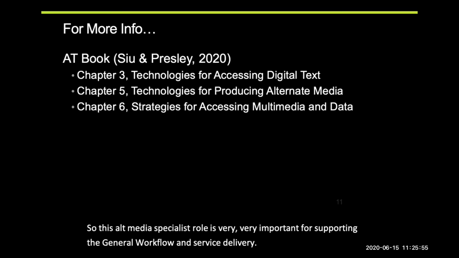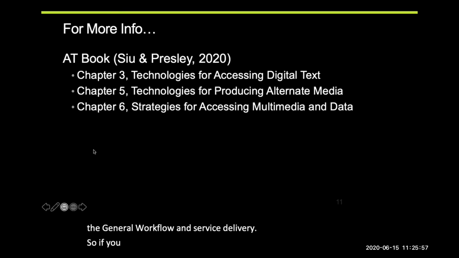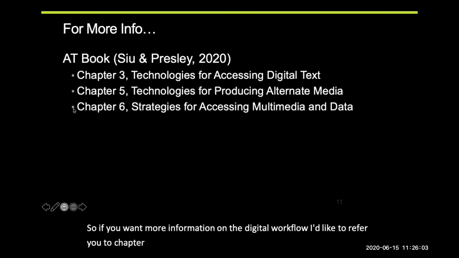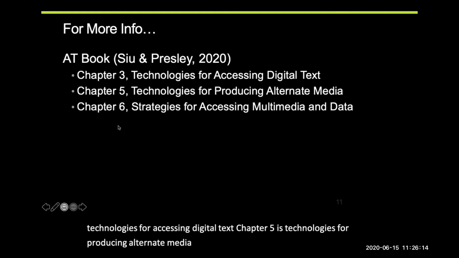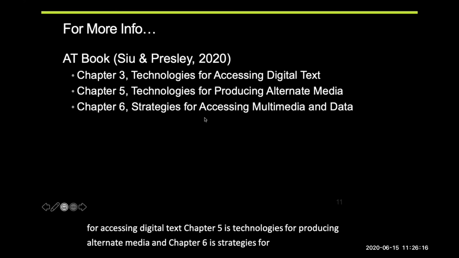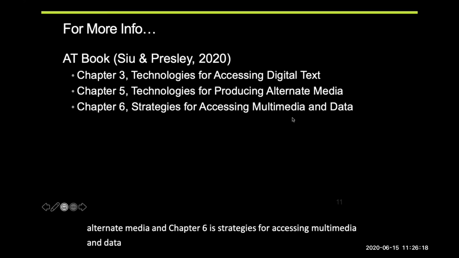Okay, so if you guys want more information on the digital workflow, I'd like to refer you to chapters 3, 5, and 6 in the AT book. Chapter 3 is technologies for accessing digital text. Chapter 5 is technologies for producing alternate media. And chapter 6 is strategies for accessing multimedia and data. So this would be like your images and video and data visualizations.